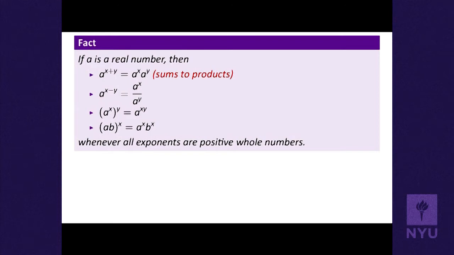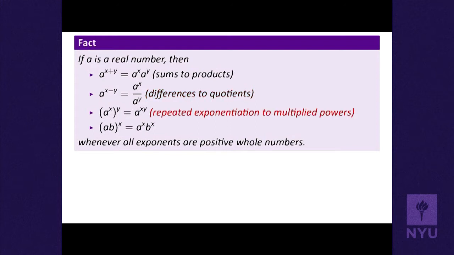Exponentiation converts differences into quotients. A to the power x minus y equals a to the x divided by a to the y. Think about it with x equals 5 and y equals 2. Take a to the fifth divided by a squared. That's the same thing as a cubed, which is a to the 5 minus 2. If I take repeated exponents, such as a squared and that to the cubed, then that's the same thing as taking a to the product of 2 times 3.